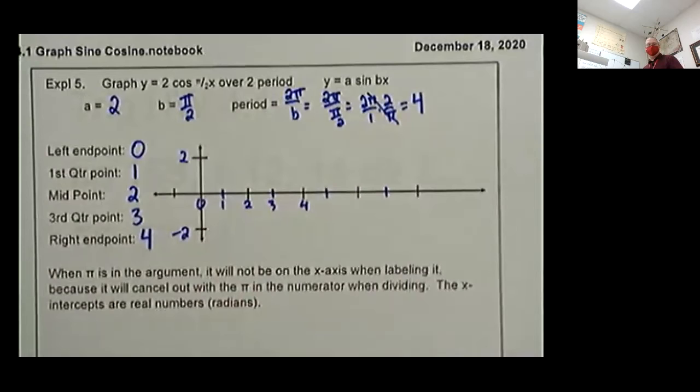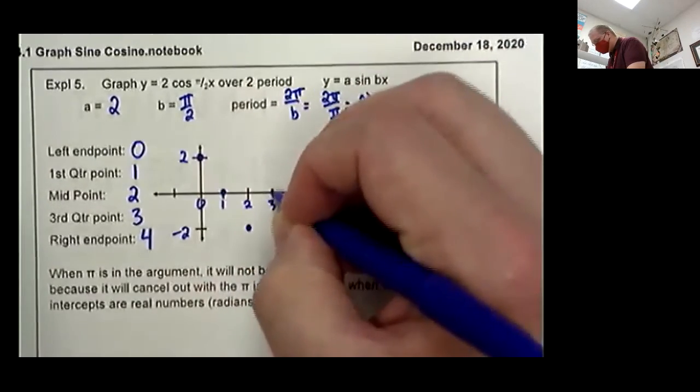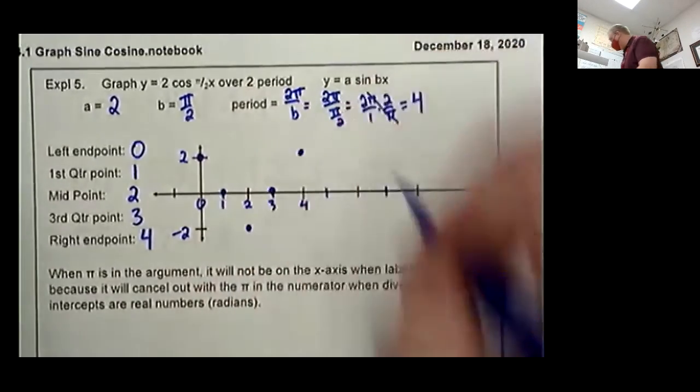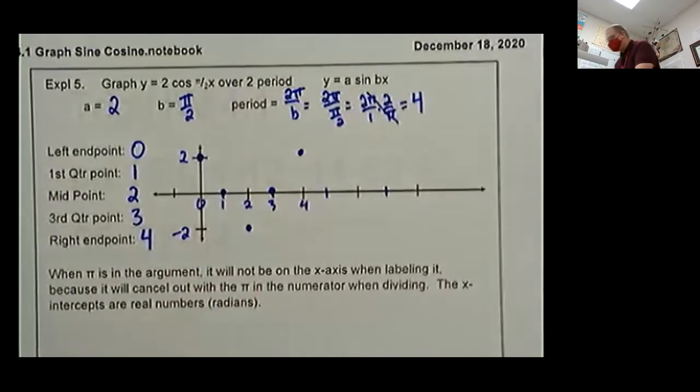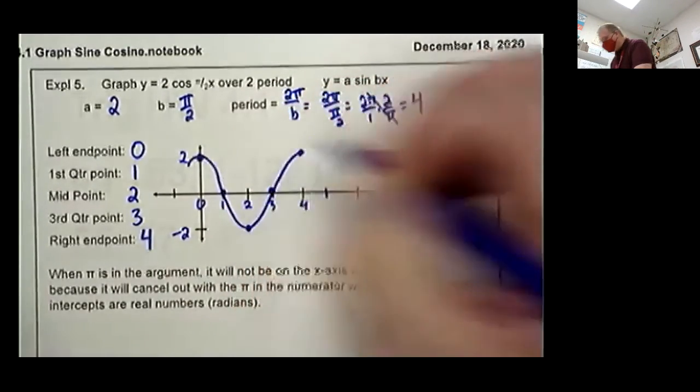This is a sketch of the graph of cosine. Cosine starts at its maximum and goes down. So we start at 2, we're at 0, we're at -2, 3, we're back to 0, 4, we're back to +2. So there's our one period. And we want to do that again.